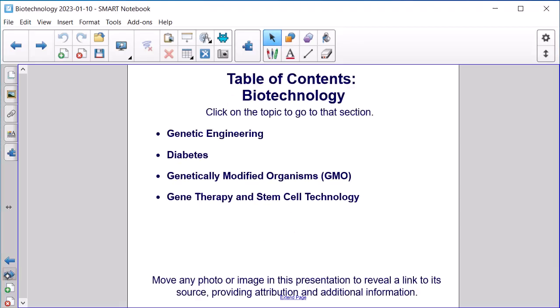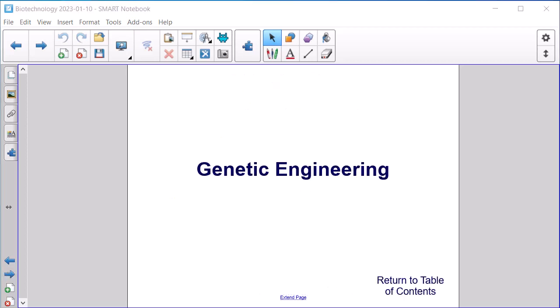Biotechnology. Table of contents: genetic engineering, diabetes, genetically modified organisms, GMO, gene therapy and stem cell technology. Genetic engineering.